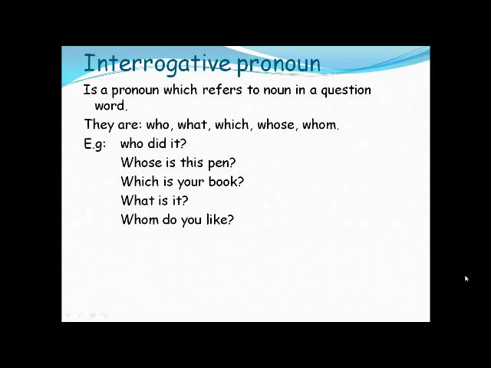And the next is interrogative pronoun. Interrogative pronoun is a pronoun which refers to nouns in a question. They are who, what, which, whose, and whom. For example, who did it? Whose is this pen? Which is your book? What is it? Whom do you like?